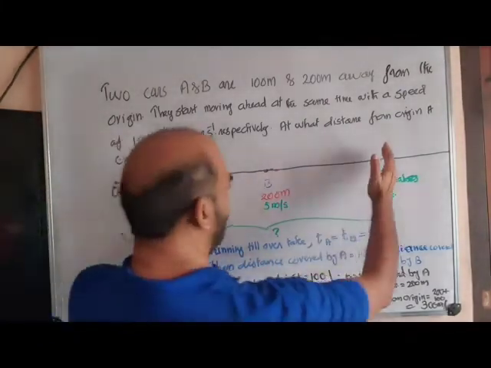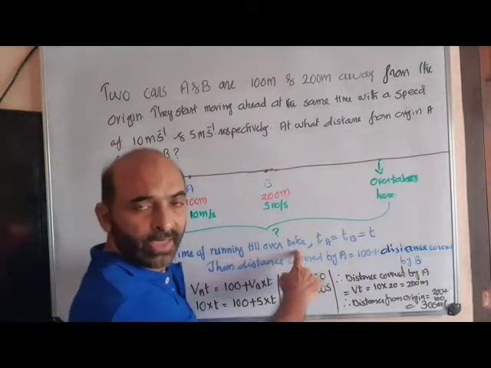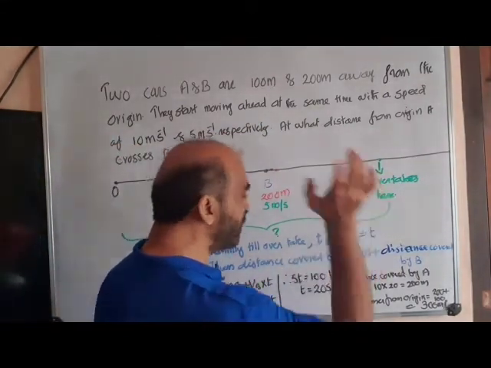Time of running till overtake. We know they meet at the same time here. So the time of running till overtake, TA is equal to TB is equal to T.